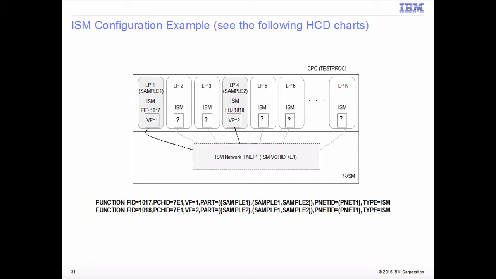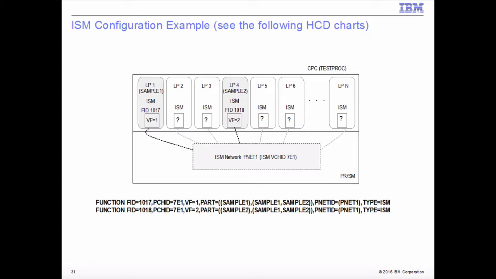Now once again, we show you this chart again. Here you'll see I have 7EZ1 defined as my ISM virtual CHID. It has a network name of PNet1. Every FID, in this example 1017 and 1018, would be associated with 7EZ1 and PNet1. So if I have a channel that also has PNet1, I will logically bond them together.